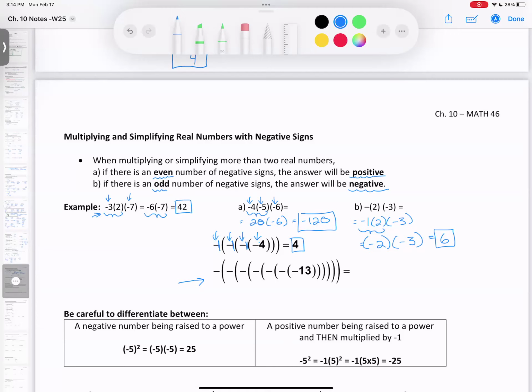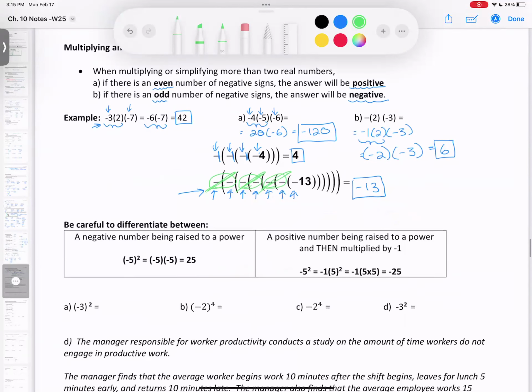And let's do this one together. So how many negative signs do we have? 1, 2, 3, 4, 5, 6, 7. So an odd number, which means our answer is going to be negative. So we end up with negative 13. Another way you could think of it is this negative 1 times negative 1 cancel each other out to make positive 1. Same thing with that pair, and same thing with that pair. So you're left with just negative 13 there.